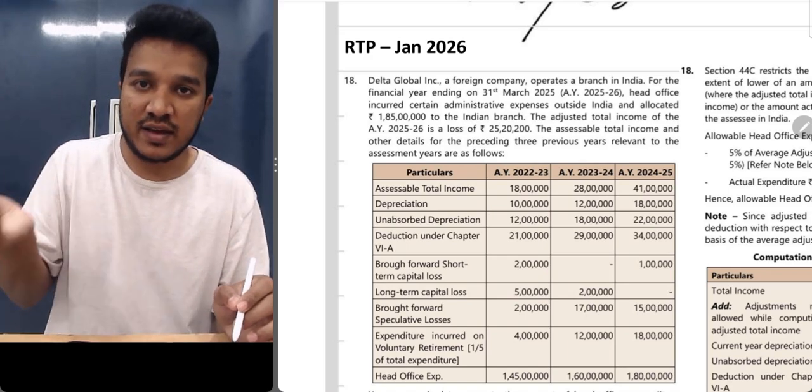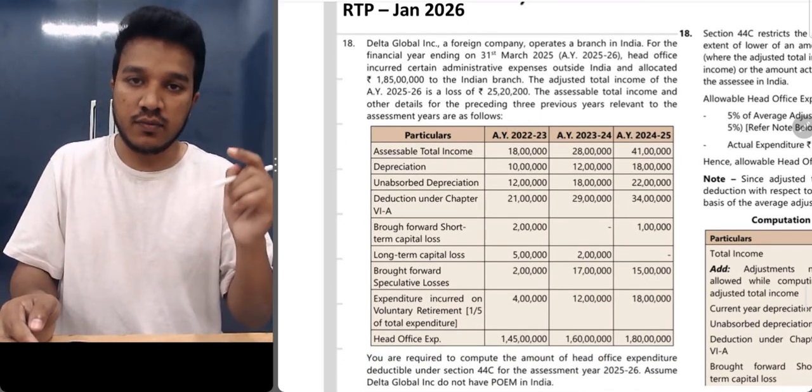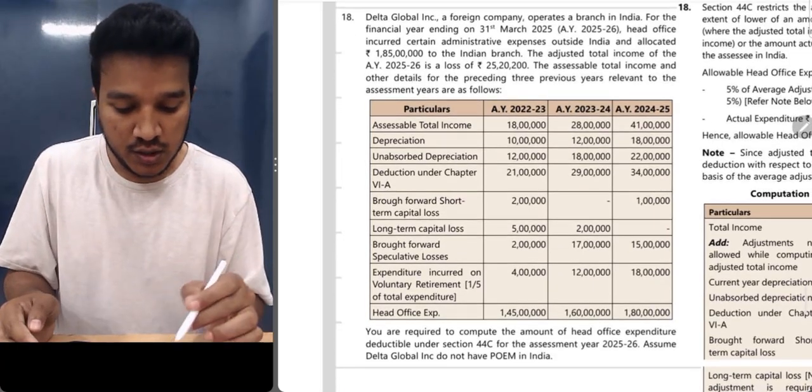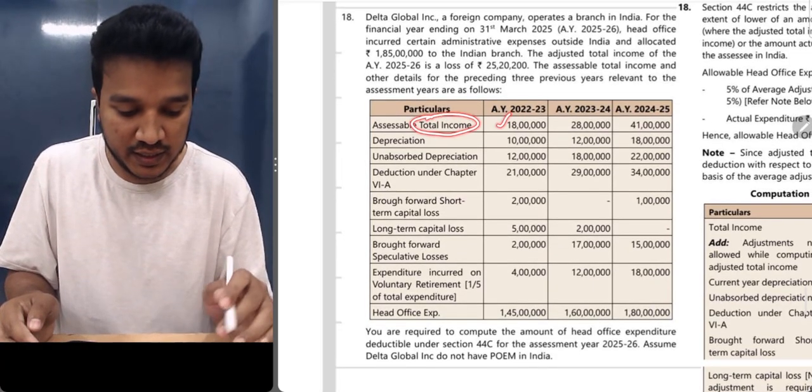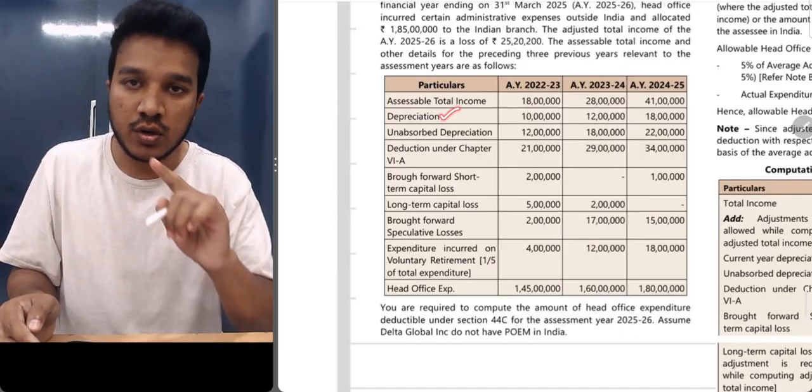You need to take the average of the 3. Let's quickly do the adjusted total income for 22-23. You will start with your total income, correct? 18 lakhs. You started with 18 lakhs.